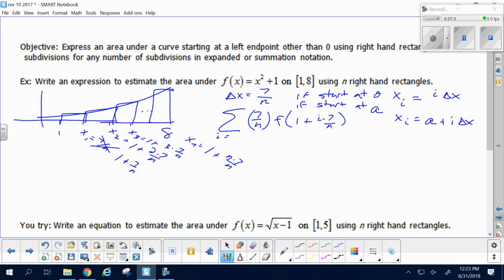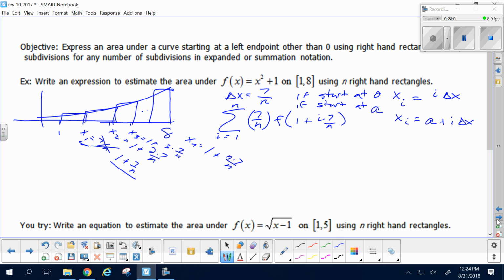What do I start at? I starts at, how many 7 over n's do I start at? x1 is 1 plus 7 over n. And so it starts at 1 and ends at n, but if it were left-handed, it would start at, oh, I'm so disappointed in you. If it was left-hand, you would start at 0 and go to n minus 1. Splendid. All right.